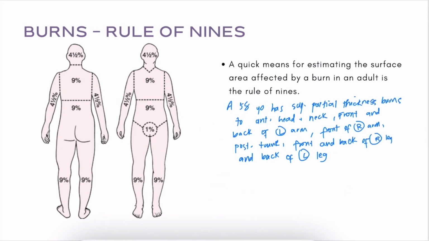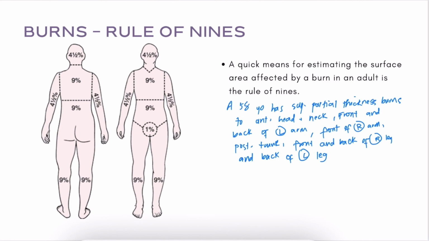Okay, so let's have an example here. We have a 58-year-old female patient that has superficial partial thickness burns to the anterior head and neck, front and back of the left arm, front of the right arm, the posterior trunk, front and back of the right leg, and back of the left leg. Using the rule of nines, calculate the total body surface area percentage that is burned.